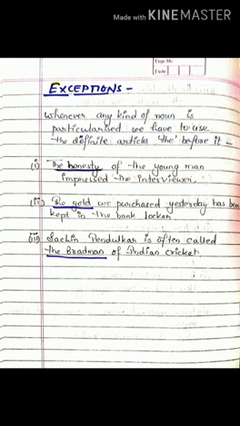Second point: the gold that we purchased yesterday has been kept in the bank locker. In this sentence, the is used before the material noun gold. Why? Since the subject is the particular gold, not any gold, but the particular gold that the speaker bought the day before. Is it clear?